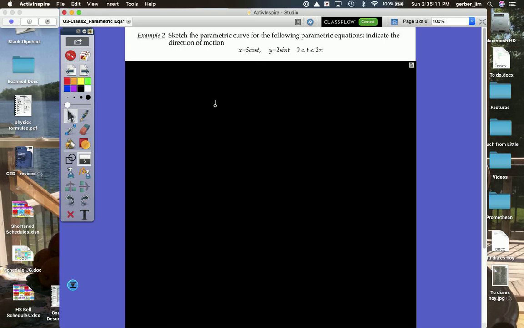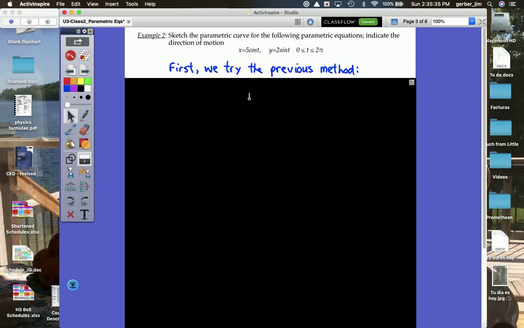So in example 2, we're asked to sketch the parametric curve for the following parametric equations and indicate the direction of motion. And we're told that x = 5 cos t and y = 2 sin t, where t is allowed to go from 0 through 2π. So how do we do this? Well, we could try and do exactly what we did in the last example.